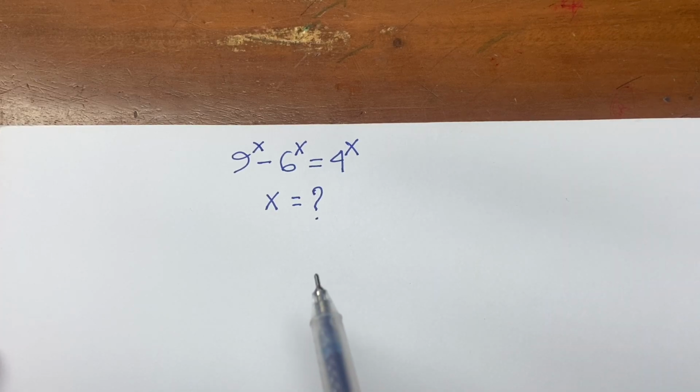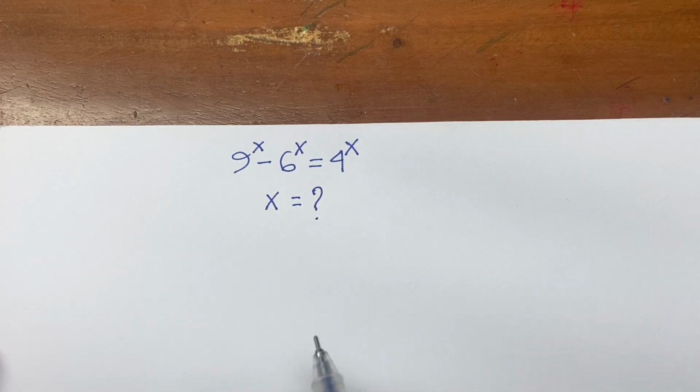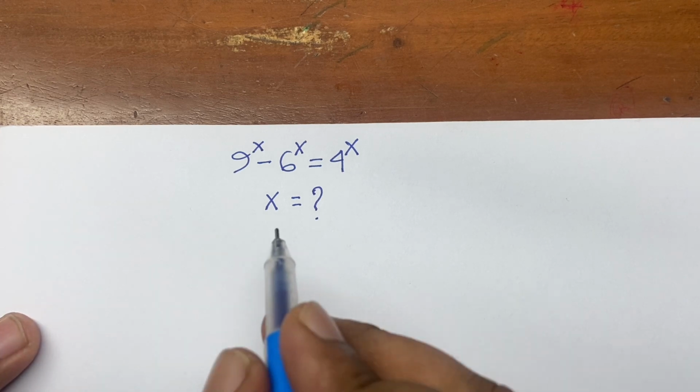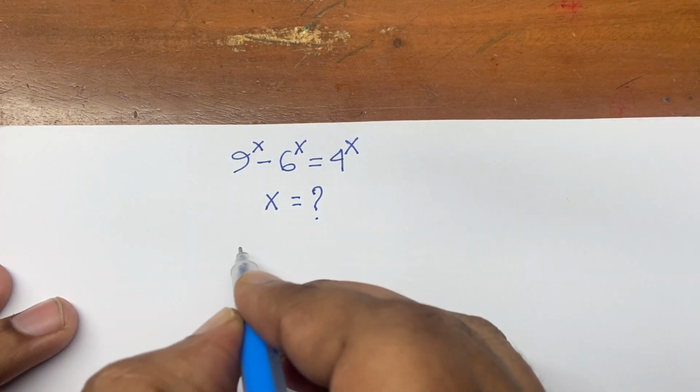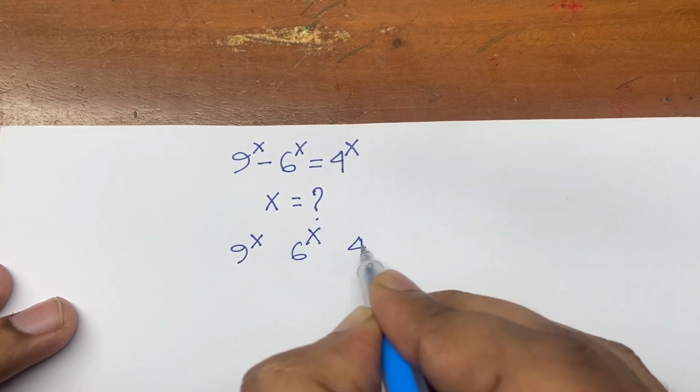Today I'll solve this math Olympiad question. The question is 9^x minus 6^x is equal to 4^x. Find the value of x. So let's start. Here we have 9^x, 6^x and 4^x.